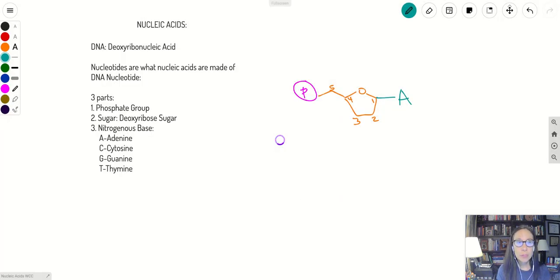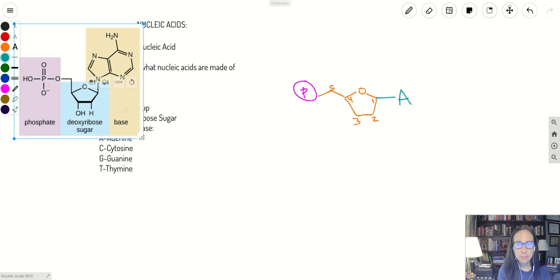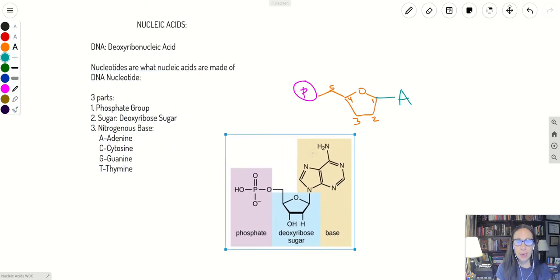Of what a nucleotide looks like. And so here are the 3 parts that we just went over. Here's the phosphate group, and I just drew it as a P with a circle around it, but really it has these oxygens and hydrogens attached. This is the deoxyribose sugar, and then this is the nitrogenous base, okay? And I'm just labeling them A, C, G, or T, but they actually have a chemical structure that looks like this.